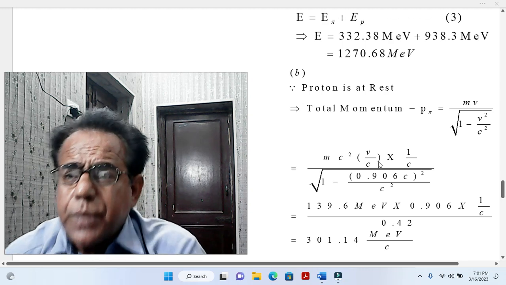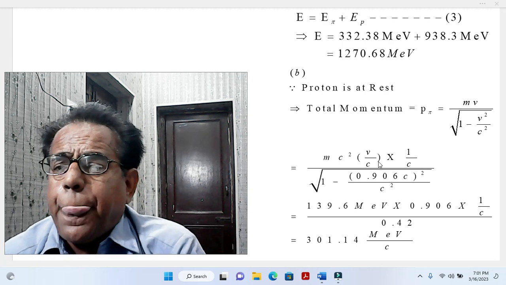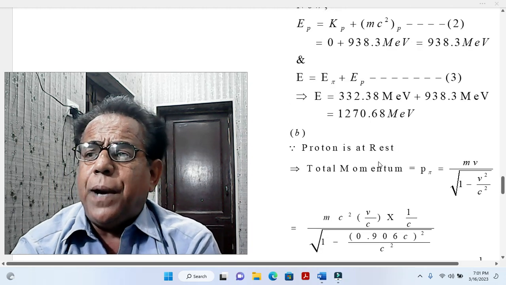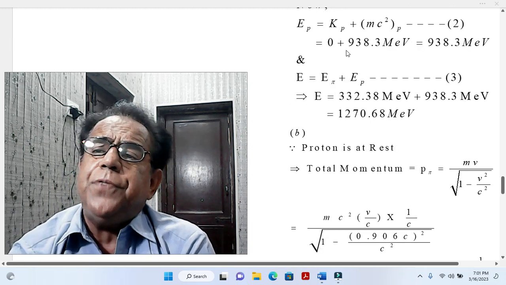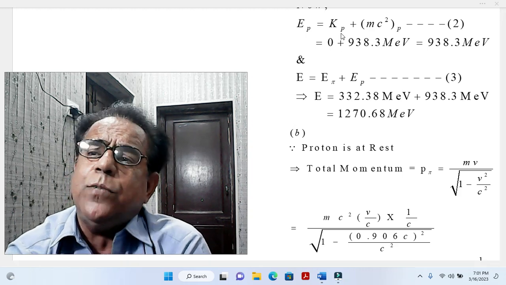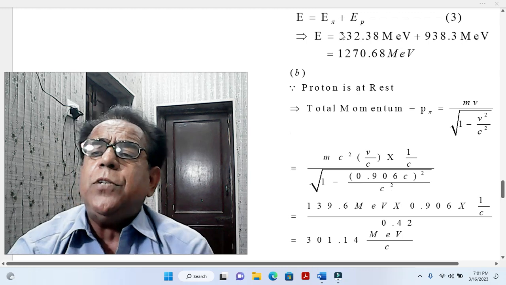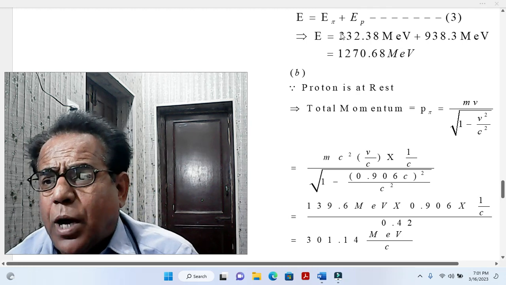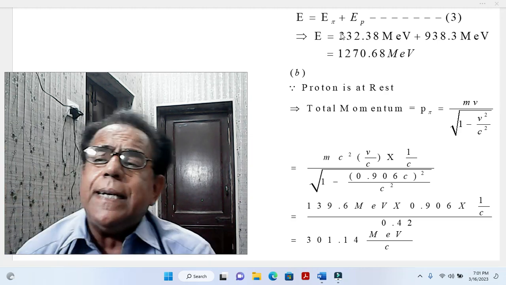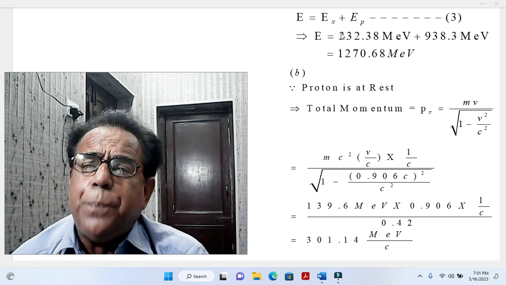Now we come towards part B. Dear students, in part A we have used the philosophy that because the proton is at rest, its kinetic energy is 0. In part B we will use the philosophy that because the proton is at rest, its momentum is also 0. Kinetic energy and momentum both are 0 when the proton is at rest.